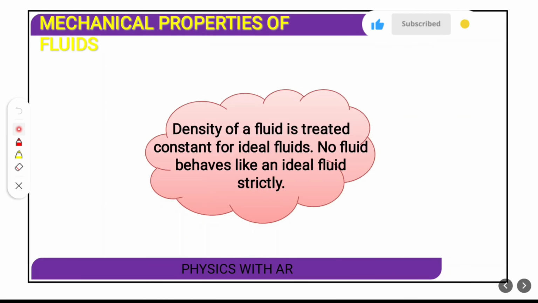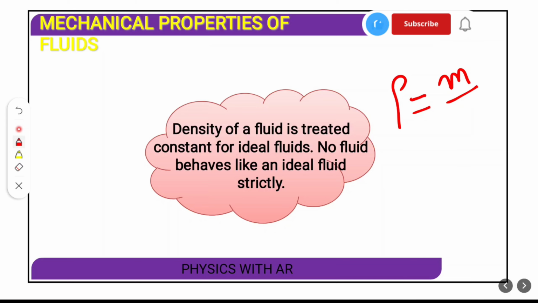The density of fluid is treated as constant for ideal fluids. As you know very well, density rho is nothing but mass by volume. So for ideal fluids, density will be treated as a constant. As we know, no fluid behaves like an ideal fluid.